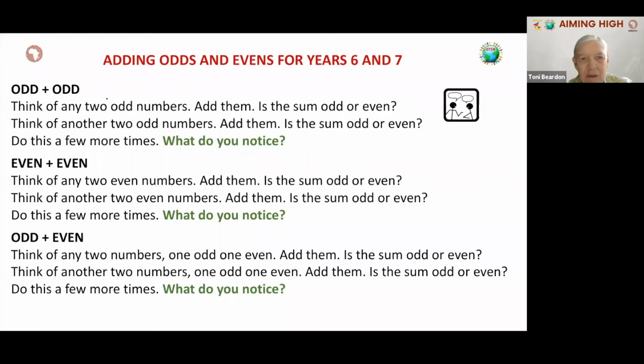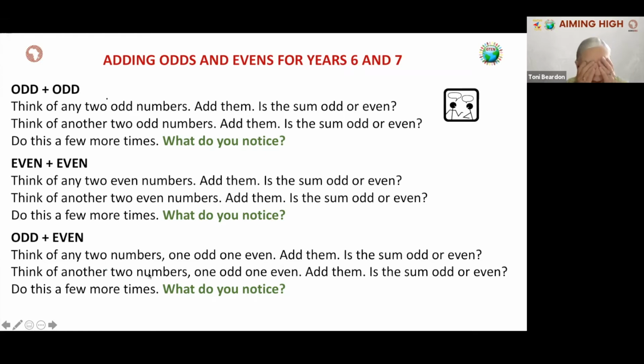So lots of people, Dudley is saying, lots of other people, even plus even gives even. Okay. Again, I'm sure you're convinced that you're right, but we haven't proved it, and I think we'll leave the proof for another day. But it needs some algebra to prove that it works whatever the two odds or two evens are. And the last one is adding an odd and an even.